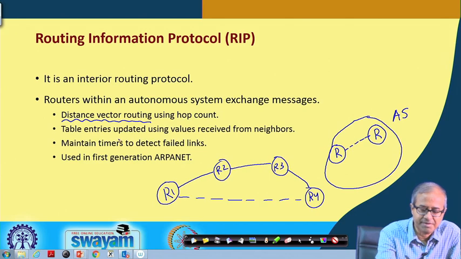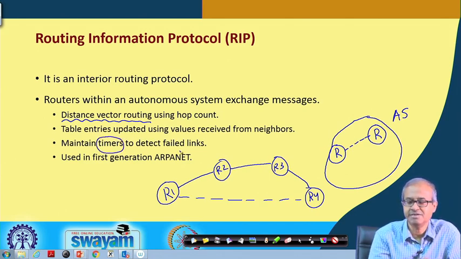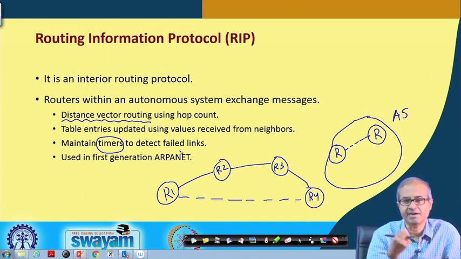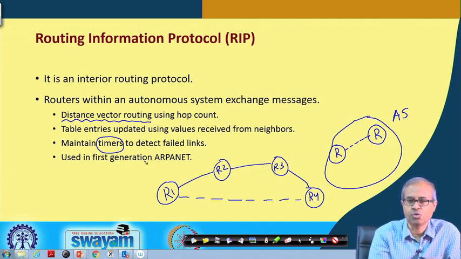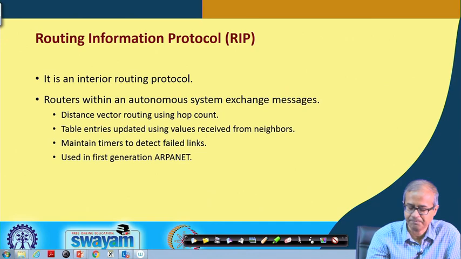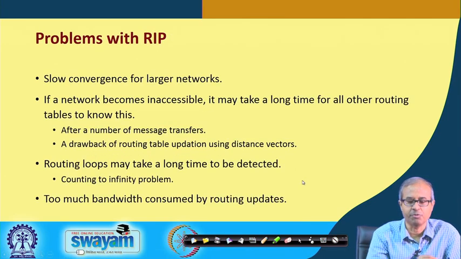And some timers are used to detect link failures. If some packet you are sending, you are not getting acknowledgement within a certain amount of time, then you may assume that the link has failed, the link is not working. This was used in older networks, but presently this RIP is very rarely used. Okay? Because RIP has some drawbacks.